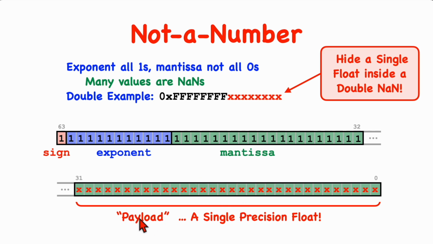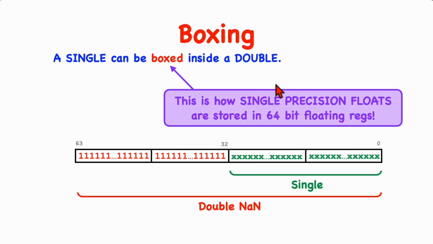This is called the payload. And what we're going to be doing is hiding a single precision floating point value in the lower half. So as a double precision value, it's interpreted as not a number. But if we look only at the lower half, then we have our single precision value. This technique is called boxing.